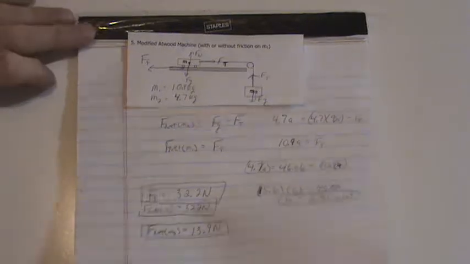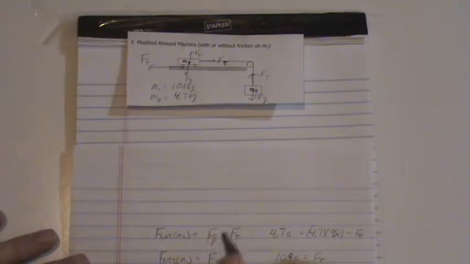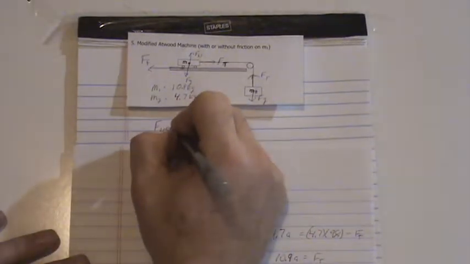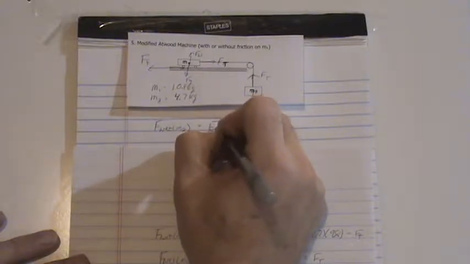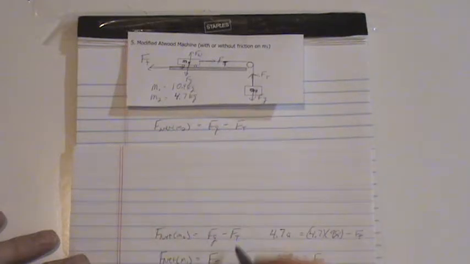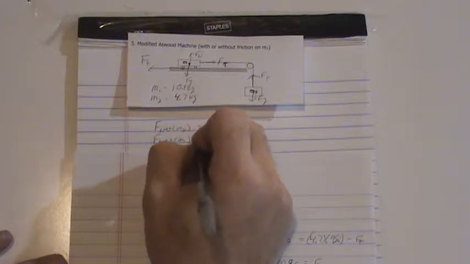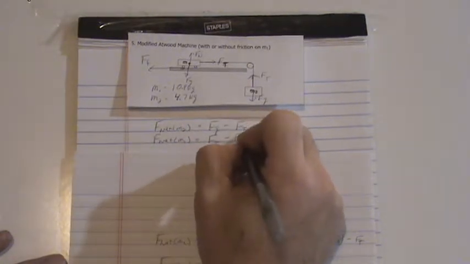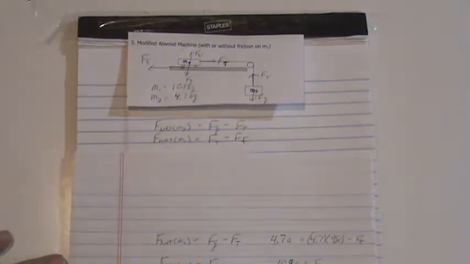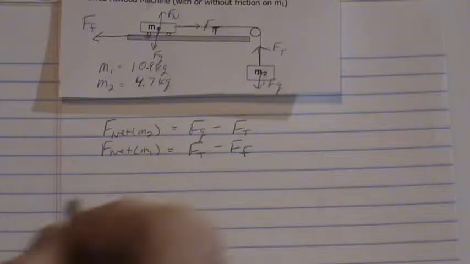So, a new sheet of paper here. As I said, M2 is going to stay the same. The net force on M2 is still going to be the force of gravity pulling downward minus this tension force pulling upward on M2. What is going to change for M1 is we're still going to have tension pulling forward, but now we have the force of friction pulling backward on M1. So let me zoom in just a little bit so the numbers are a little easier to see. And then let's see what this algebra looks like.